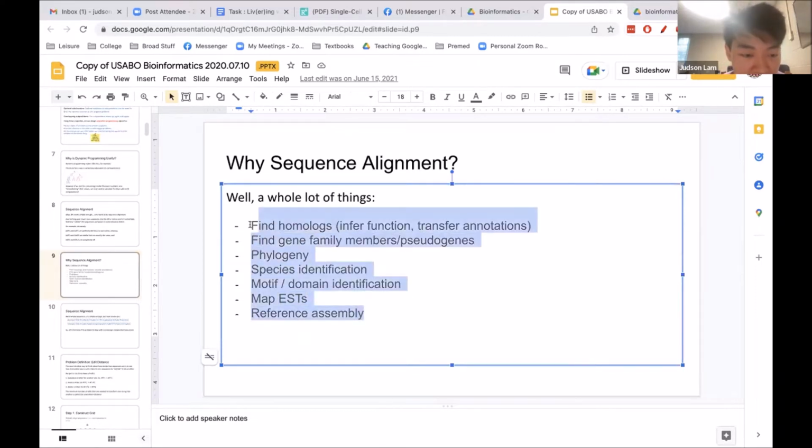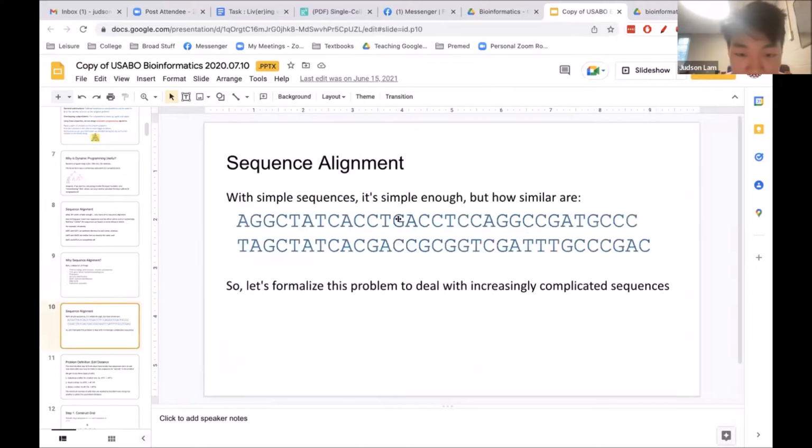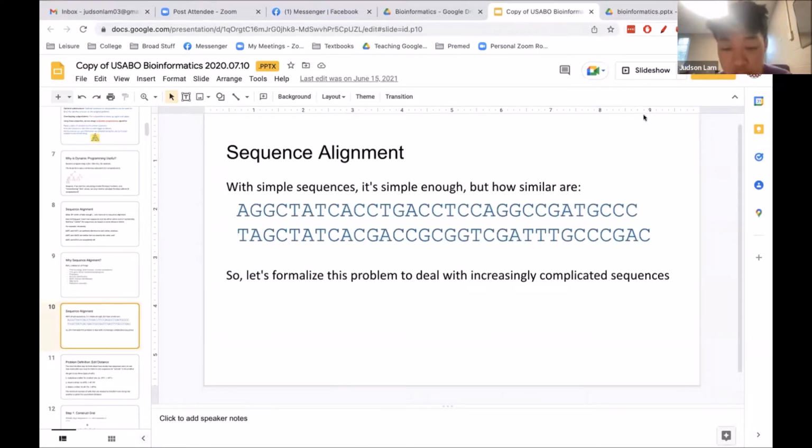Yeah. All right, cool. So, I don't know what this last thing is, but I think it makes sense, right? So again, with longer sequences, it's a little bit more difficult, right?